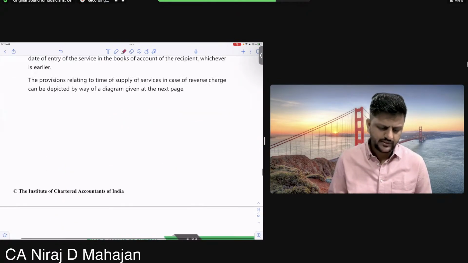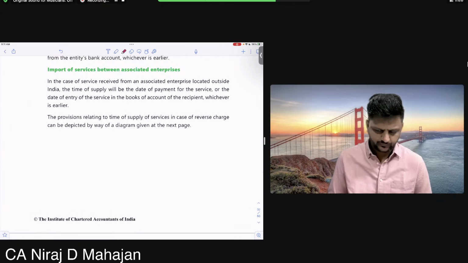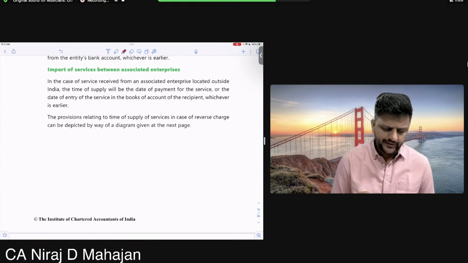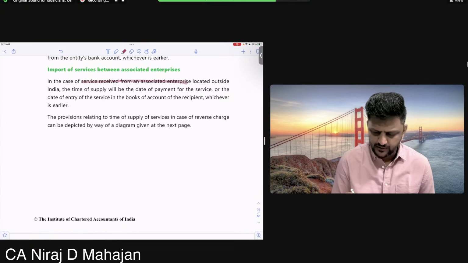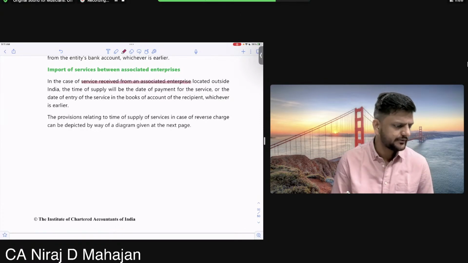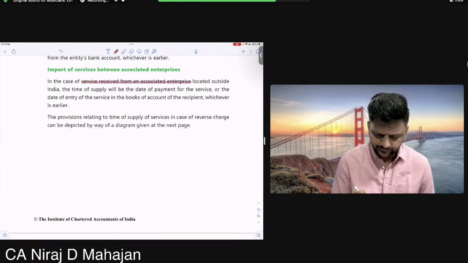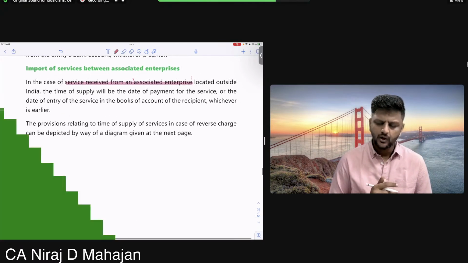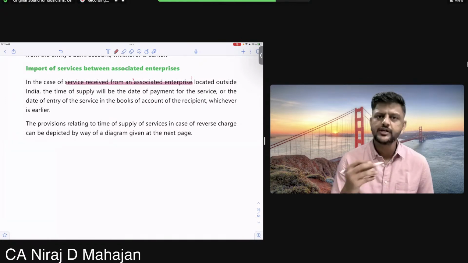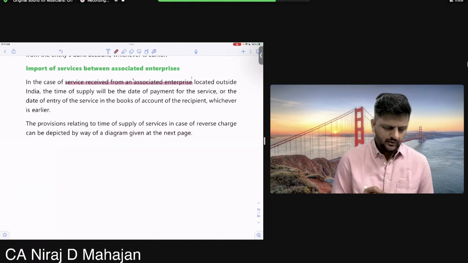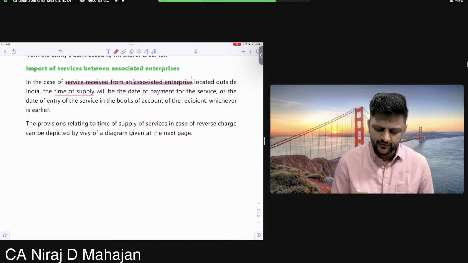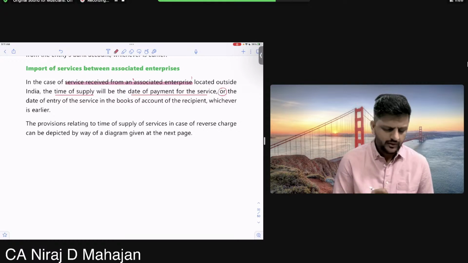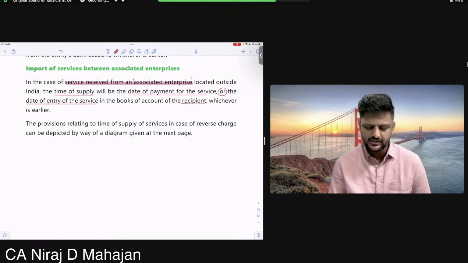Import of service also will apply in some cases. In case of service received from an associated enterprise, meaning let us say your branch or something like that, located outside India, so it is import of service now, the time of supply will be the date of payment for service or date of entry of the service in the books of the recipient, whichever is earlier. Okay.